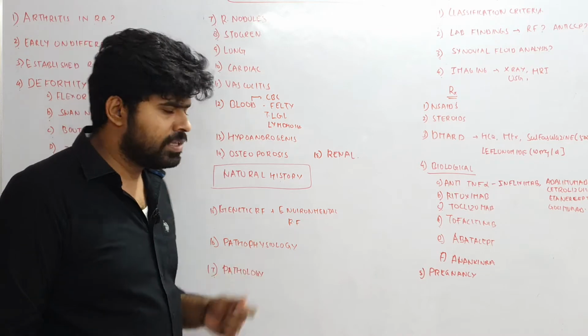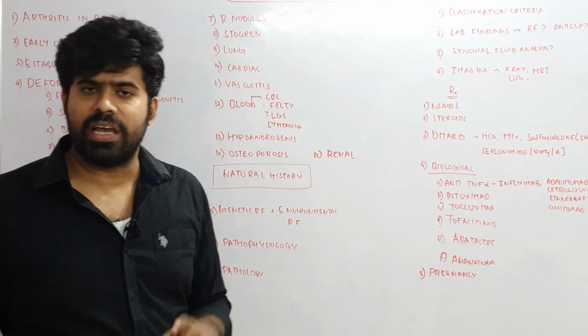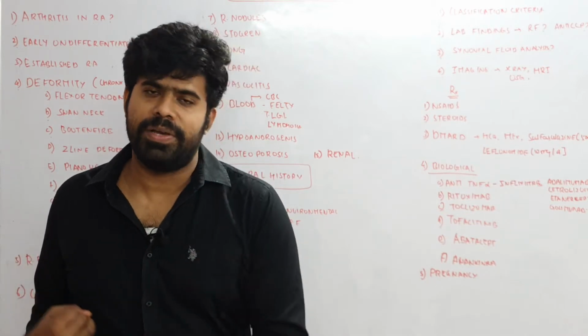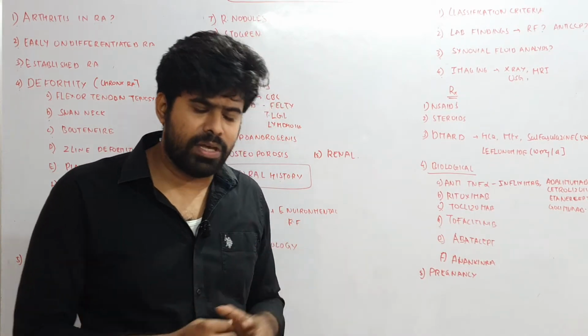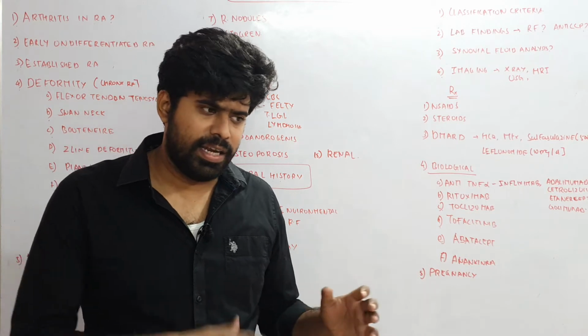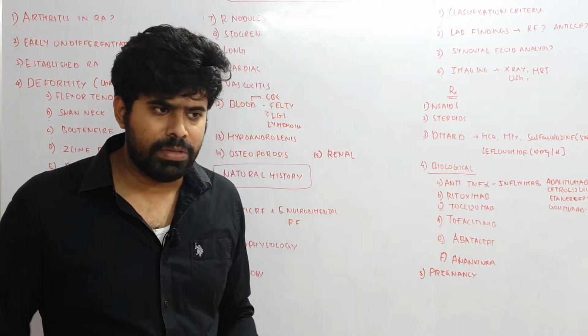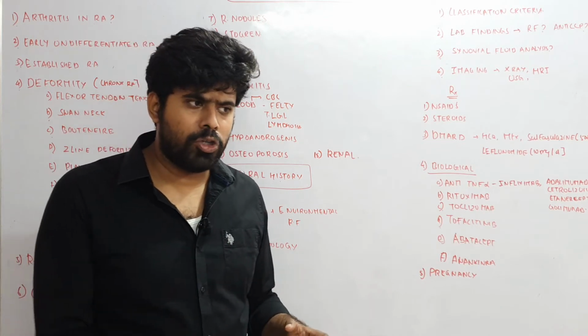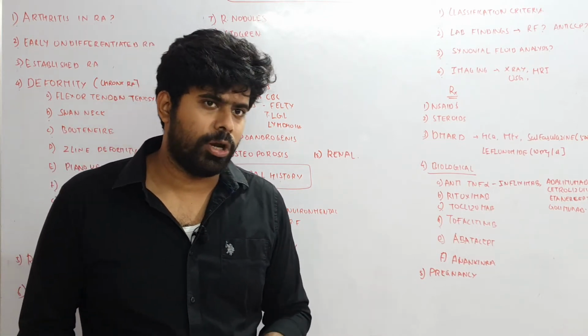Then blood findings. Anemia is the most common blood manifestation in patients with rheumatoid arthritis. This anemia is secondary to anemia of chronic disease. It can be associated with raised ESR and CRP. The platelet count will usually be increased in rheumatoid arthritis. Immune thrombocytopenic purpura is very rare in rheumatoid arthritis.